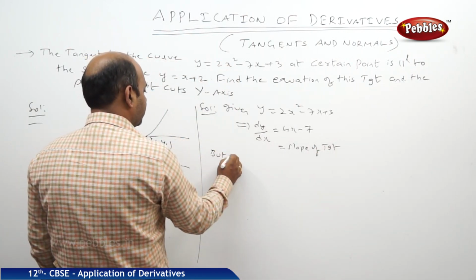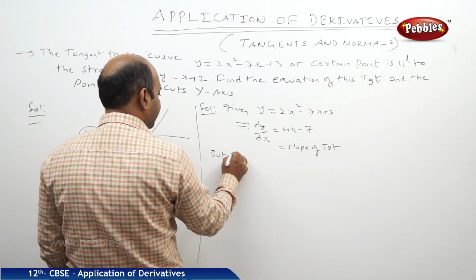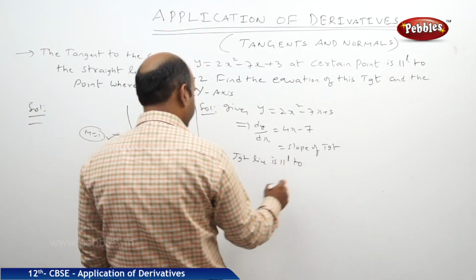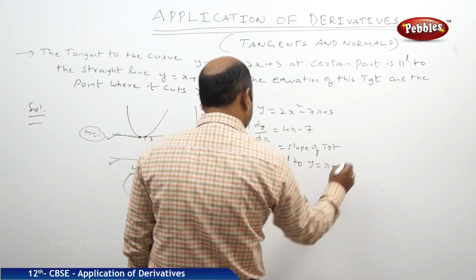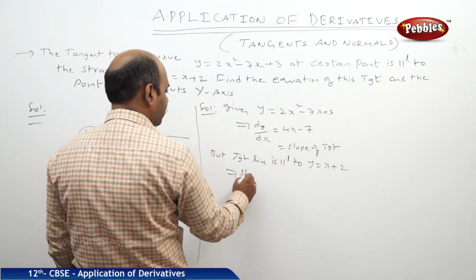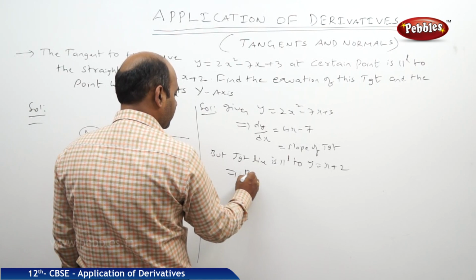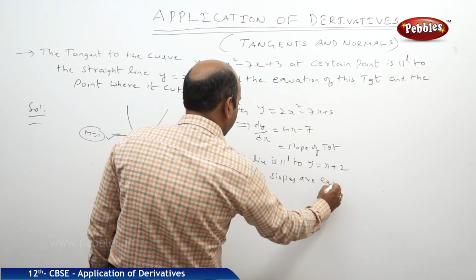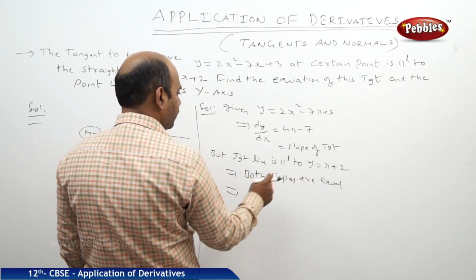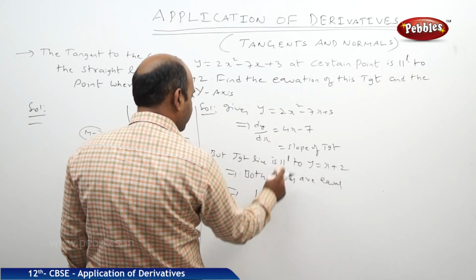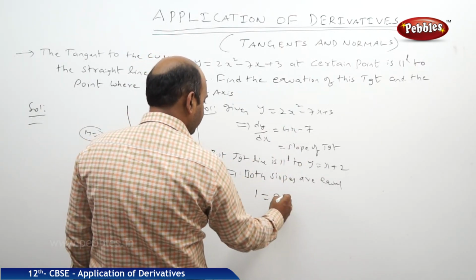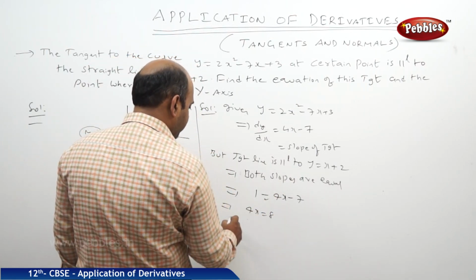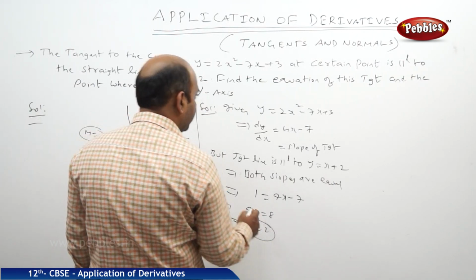But the tangent line is parallel to y is equal to x plus 2. That implies both slopes are equal. Both slopes are equal means the slope of this line is 1 and the slope of our tangent is 4x minus 7. So 7 moving to this side, 4x is equal to 8. That means we obtained x is equal to 2.